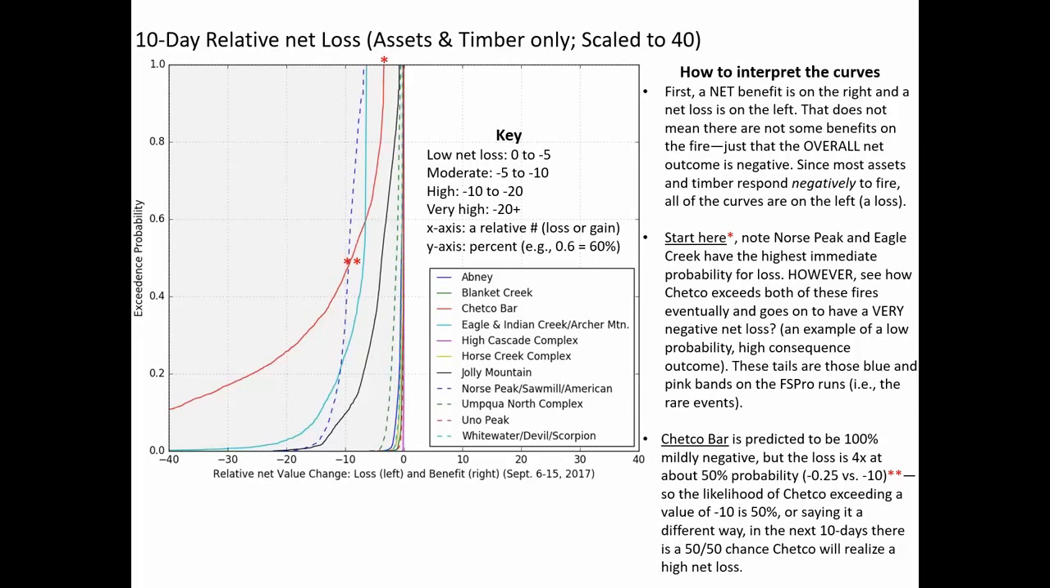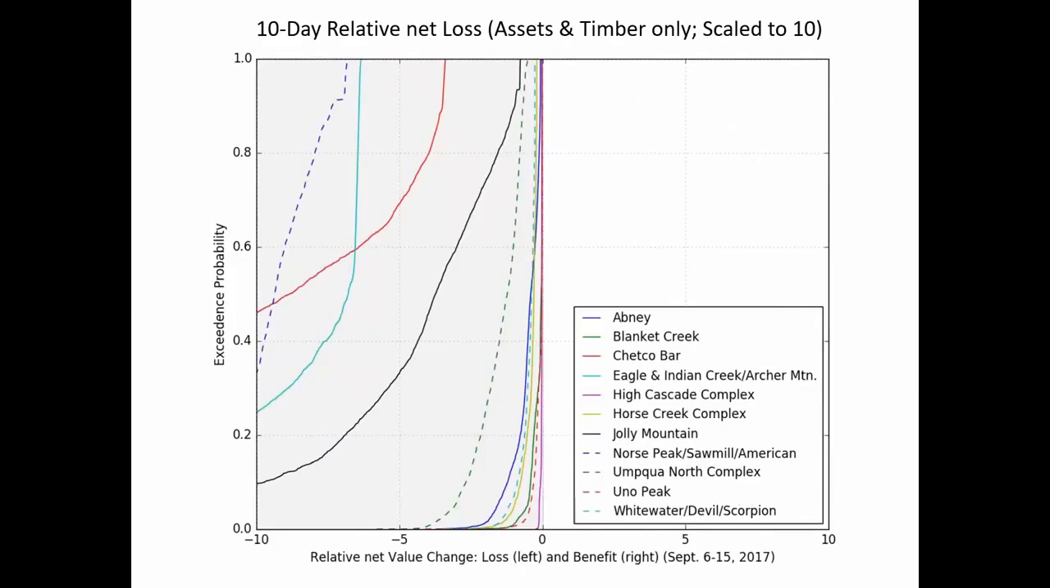I'm going to show you a graph that's scaled a little differently. This is scaled to 10, versus the other one was scaled to 40, and you can start seeing the difference between the different fires. So a lot of the fires are really near that zero line, which means in the next 10 days, it's not likely that they are really going to incur a significant loss if it comes to assets or timber. But there was one that's a little different than the others, and that's the dashed green one. So the Umpqua North Complex kind of separates itself from all the other fires. It appears that in the next 10 days, some assets and timber losses could be realized. So that would be like a low to moderate loss. And then there's those others that are much higher losses.